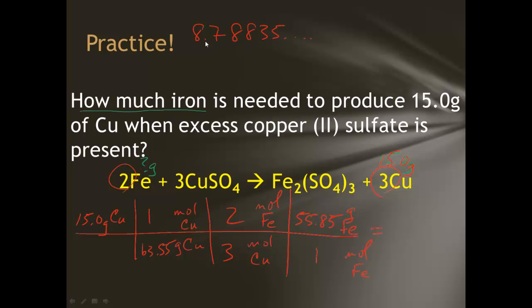Okay. We take a look at our sig figs. Again, my molar masses have 4 sig figs. All the whole numbers are infinite. It's my starting mass that gives me 3 sig figs. So I'm going to keep the first 3 numbers and look to the next number to round. So that becomes 8.79. That 8 rounds up the other 8. And my ending unit here is grams of Fe. Okay. So how much iron is needed to produce 15 grams of copper? If I want 15 grams of copper, then I need to start with at least 8.79 grams of iron.